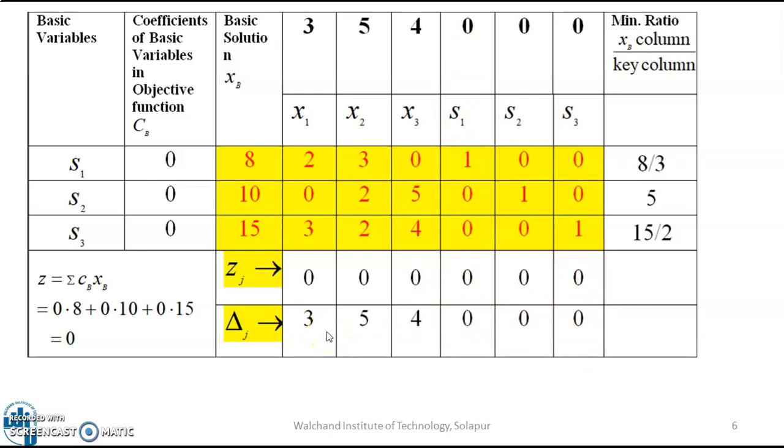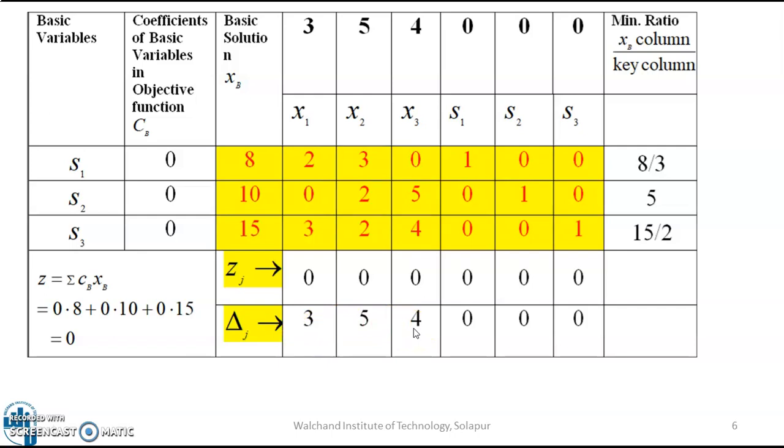Now we have to test the optimality, which is step number 3. The optimality condition is: if all the entries in the delta j row are negative or 0, then this is the required optimal solution for our given linear programming problem. If this row contains at least one positive entry, then the current feasible solution is not optimal. Here we can see that there are not just one but 3 positive entries. So therefore, this is not the optimal solution.